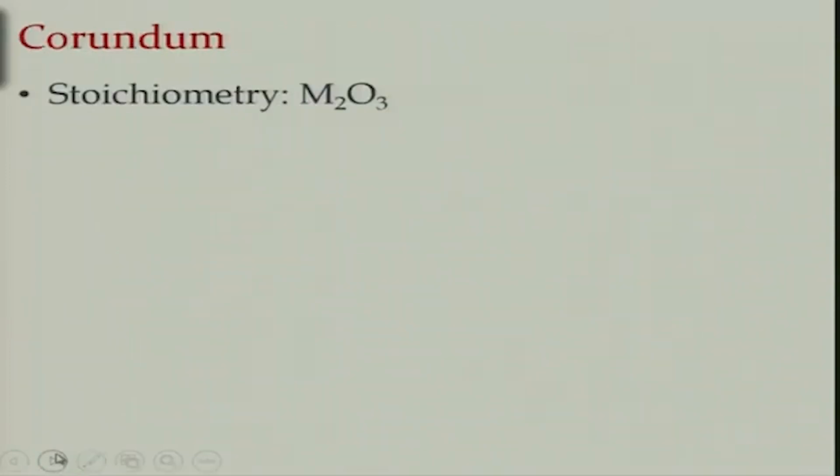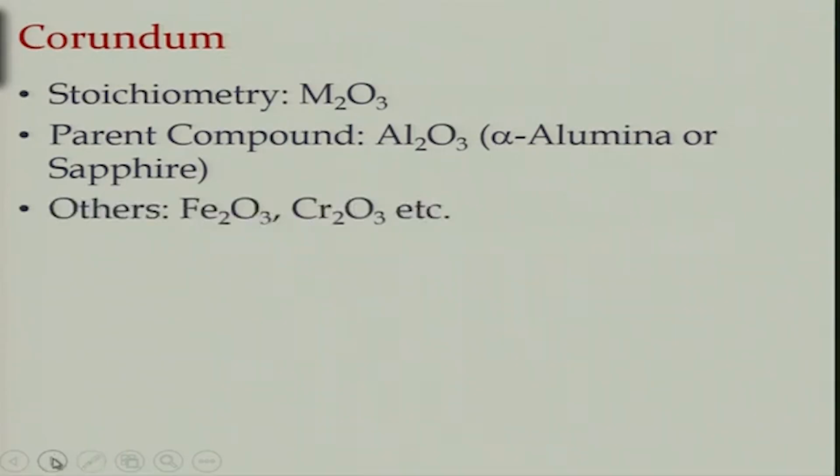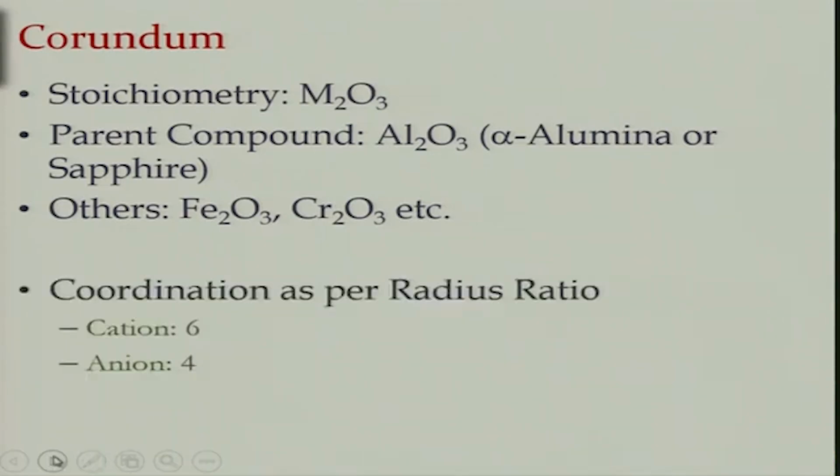The corundum structure is the Al2O3 kind of structure, called M2O3. Basically it is alumina based, the parent compound is alumina, but there are other materials such as iron oxide and chromium oxide, a variety of A2O3 kind of structures, that follow the corundum structure. Here oxygen makes an HCP lattice and the metal goes to octahedral sites.